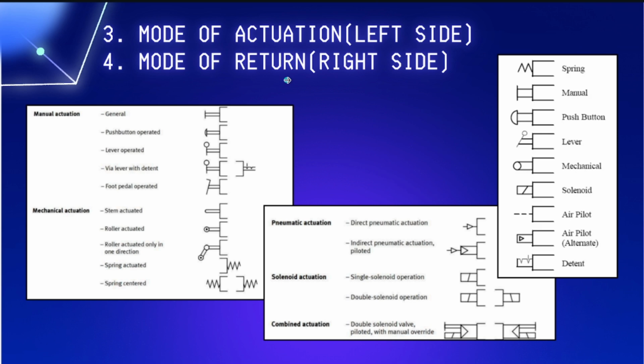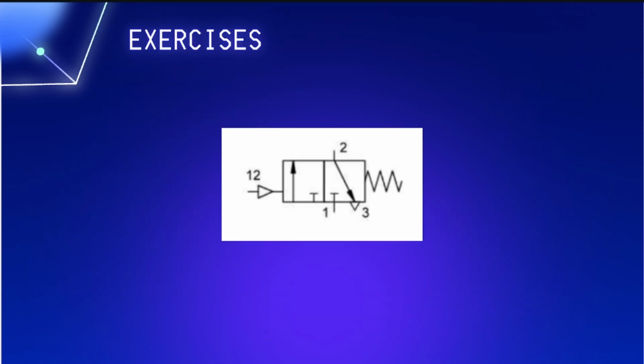Next is the mode of actuation and mode of return. Ang mode of actuation ay kadalasang nakita sa left side ng directional valve, and then ang mode of return naman ay kadalasang nakita sa right side ng directional valve. So for example, at double solenoid operation, pareho siyang solenoid actuated and solenoid return. So ito yung mga kadalasan ng ginagamit. Ito yung mga symbols na kadalasan ginagamit para i-represent yung mode of actuation and mode of return. So I have here a few exercises which you can try naming.